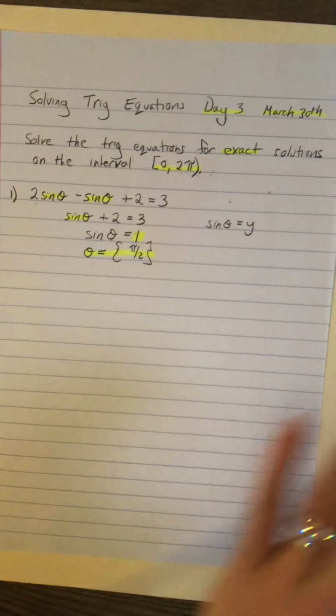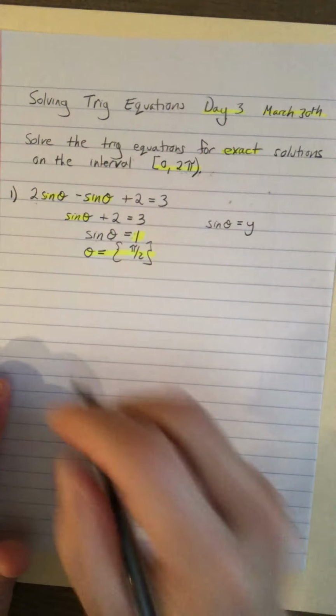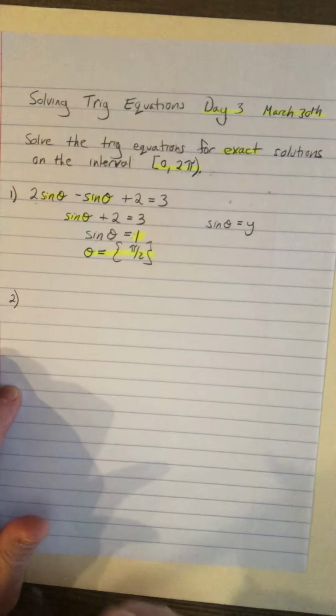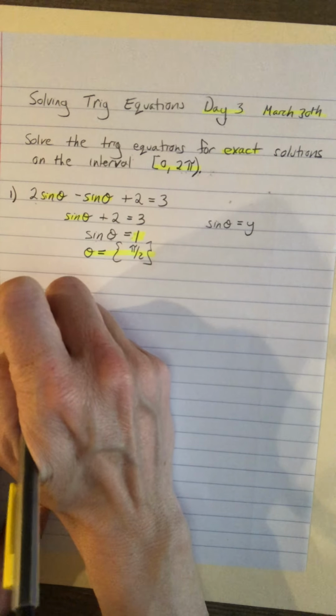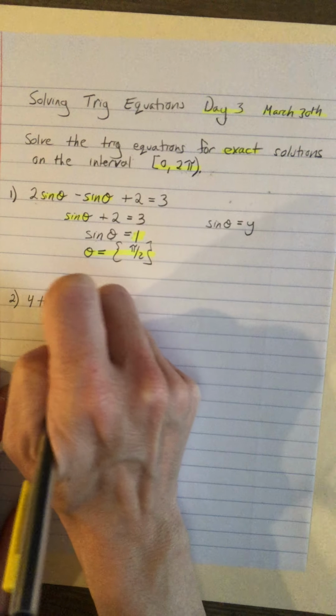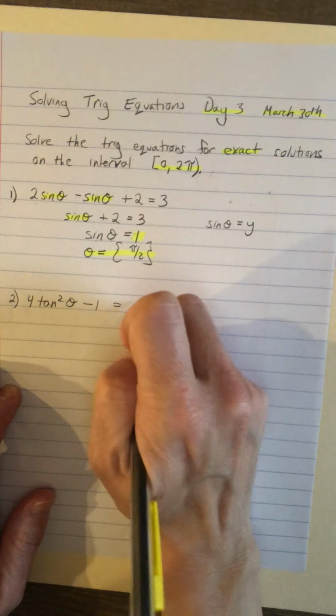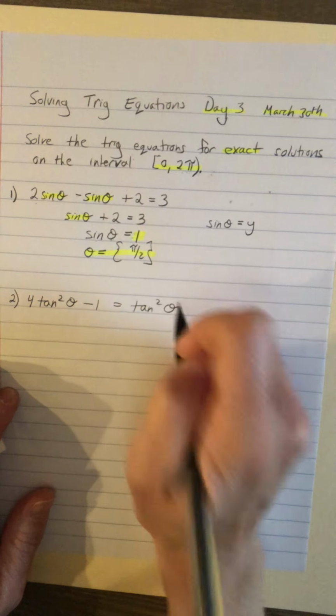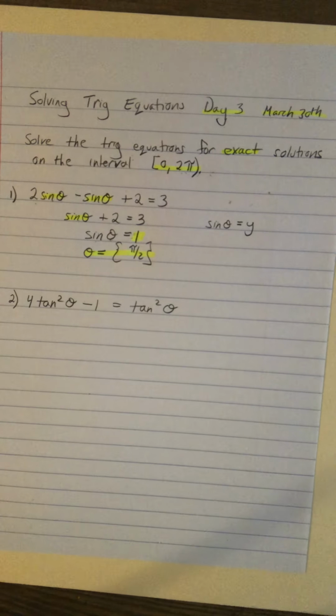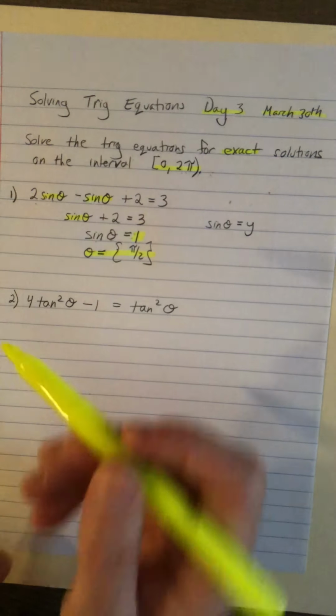All right, guys. Now let's try another one. Number 2 is 4 tan squared theta minus 1 equals tan squared theta. Now this one's slightly different. I have tan except it's squared, but I have 2 tan squared terms.